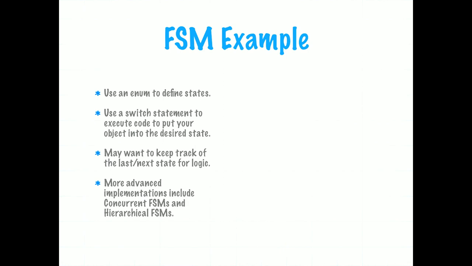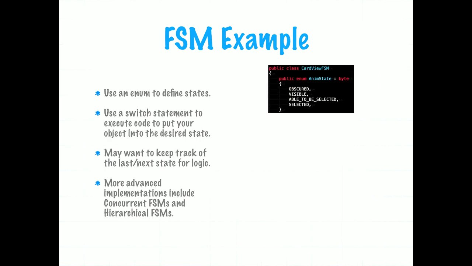And there are more advanced implementations called concurrent and hierarchical FSMs. Concurrent FSMs just means two of them are next to each other. Hierarchical are more complicated, but they're also used in a lot of games to demonstrate the complicated state.